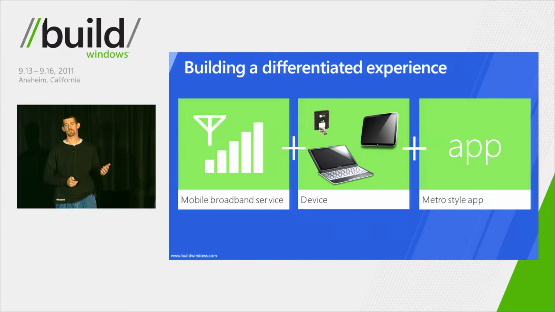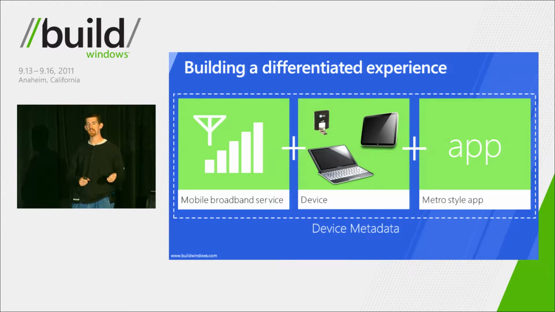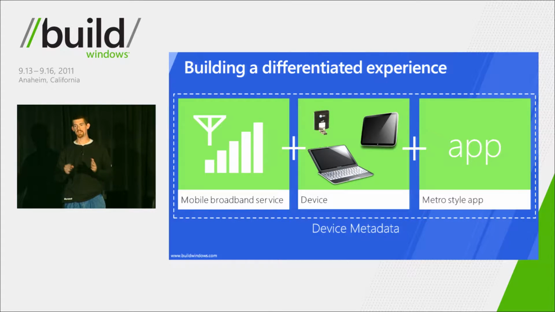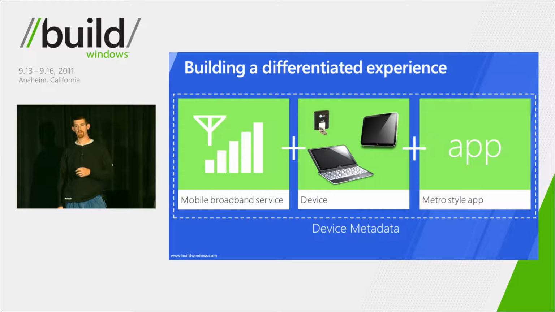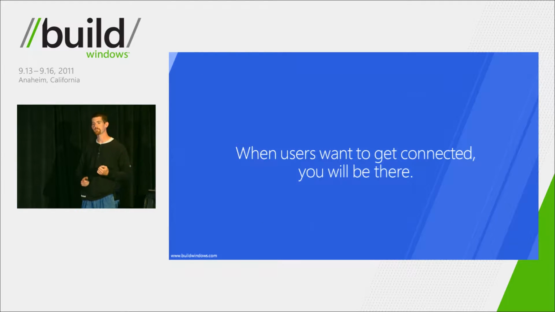And all these things are tied together using device metadata. That's what enables Windows to associate the service, the device, and the app. We'll be able to get deeper into device metadata with a talk tomorrow about building great mobile broadband apps, Metro style. And in that talk, they'll talk about the different pieces of device metadata and where those come from, how they get delivered to the PC.